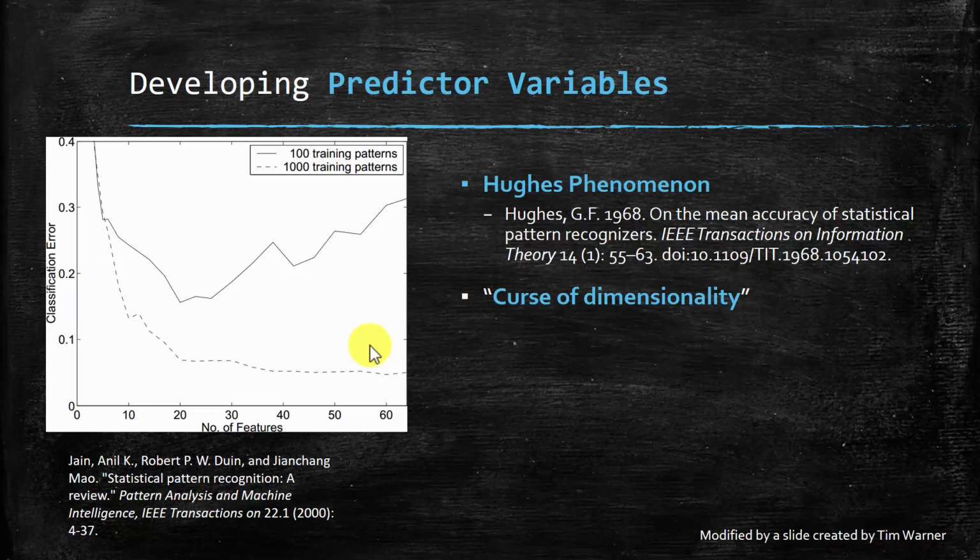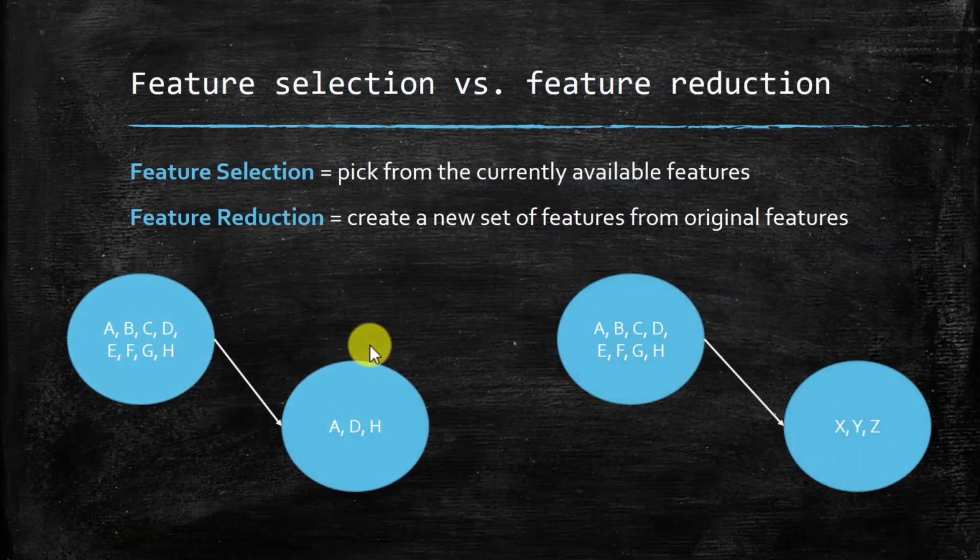So in short, there are some logical, practical reasons why you may want to remove features from your modeling process. There are two broad ways that we can remove features. One is known as feature selection, which is picking from the currently available features. If you have features A, B, C, D, E, F, G, H, we can use some method to pull out the most useful features, A, D, and H in this case.